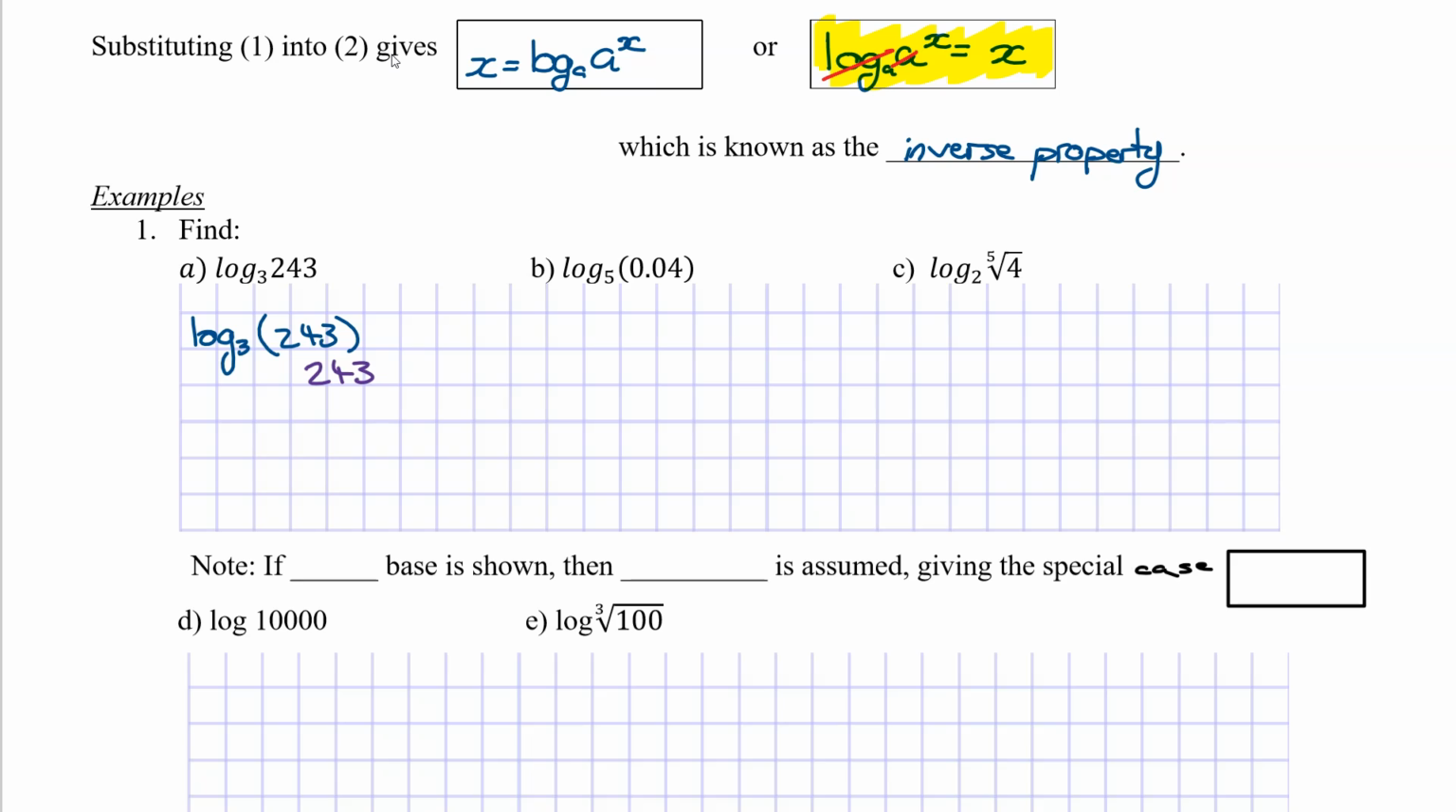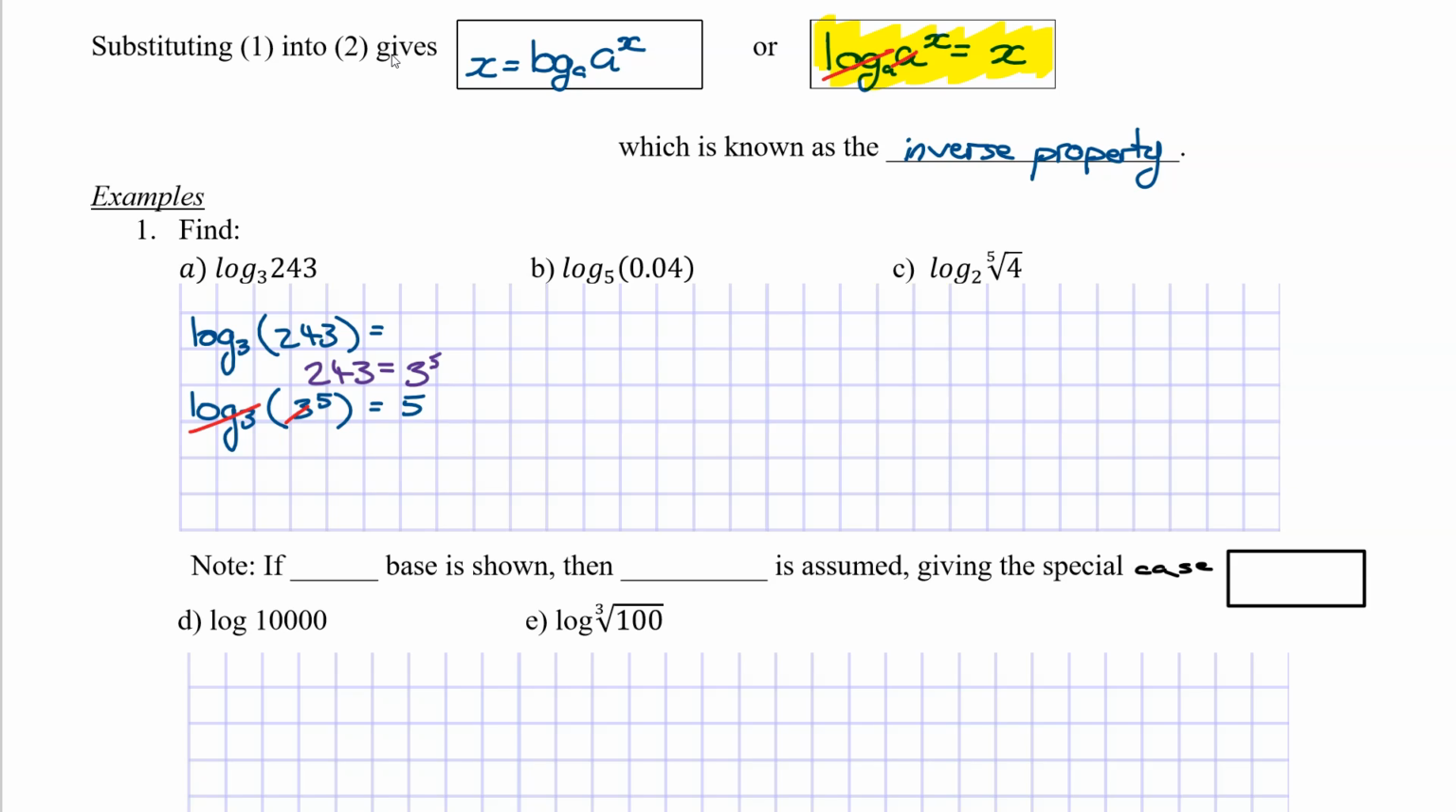So 243, we want to write 243 as a power of 3. And we ask ourselves, 3 to the power of what equals 243? And we instantly find that it's 5 using our calculators. So log base 3 of 243 can be rewritten as log 3 of 3 to the 5. And then using the rule that we established earlier, the log 3 and the 3 here cancel. So we're simply left with 5. So 5 is our answer.